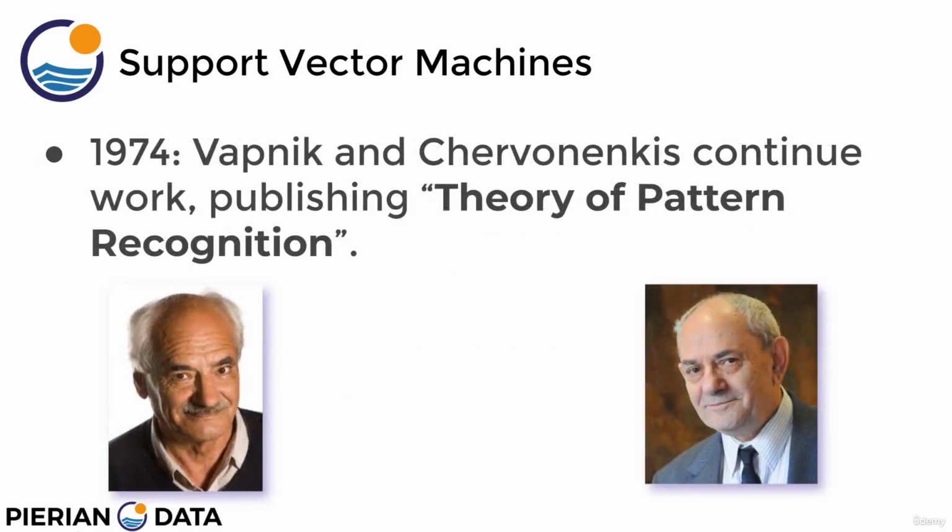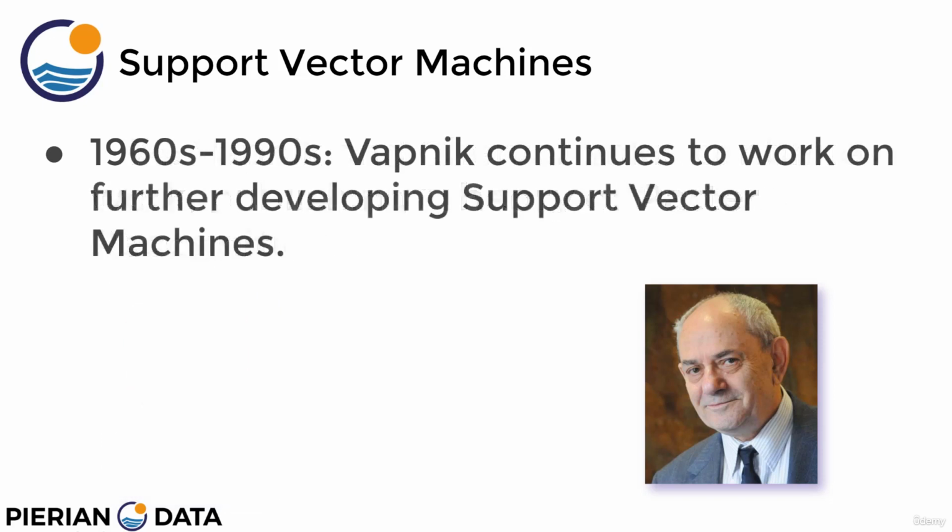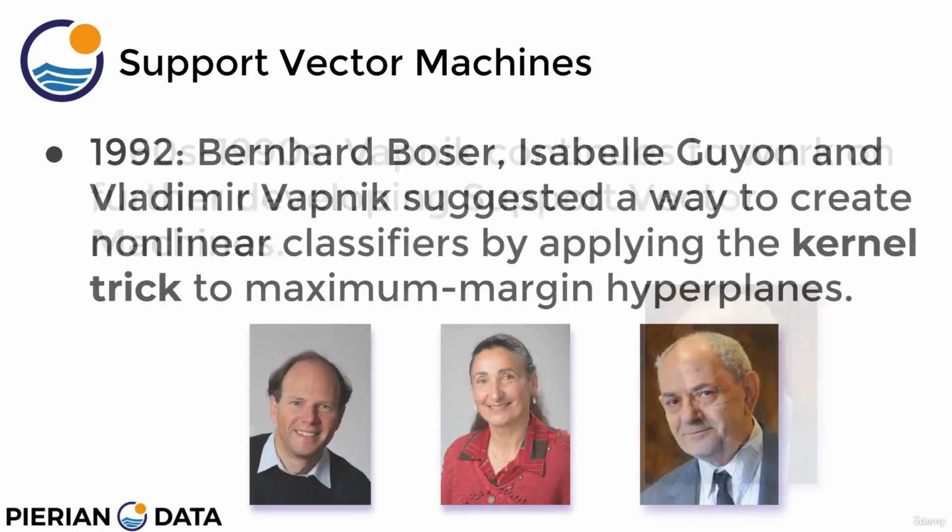Now, in 1974, Vapnik and Chervonenkis continue their work, again publishing Theory of Pattern Recognition, expanding the capabilities of support vector machines further. And throughout the 1960s and 1970s, 80s, and 90s, Vapnik is really continuing to work on further developing support vector machines. And this is why Vapnik is typically called the grandfather of support vector machines. He's working on this pretty much throughout his entire career.